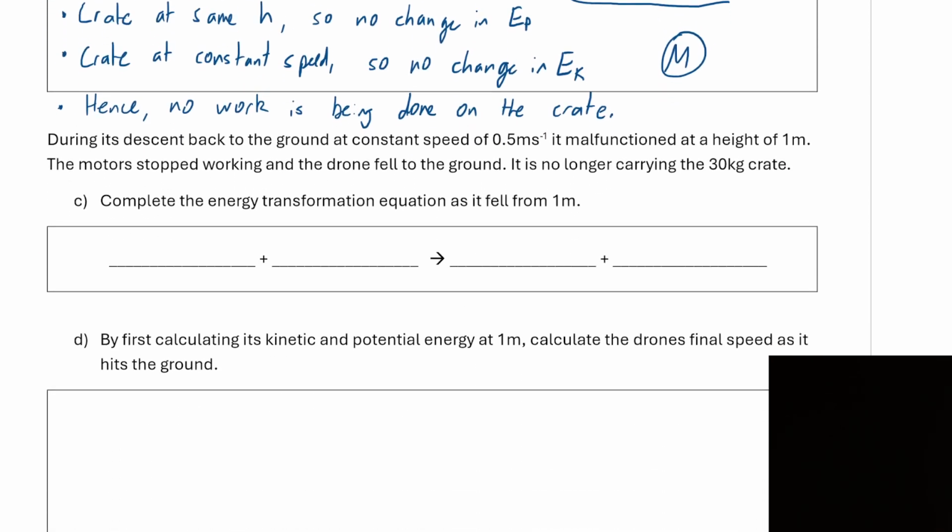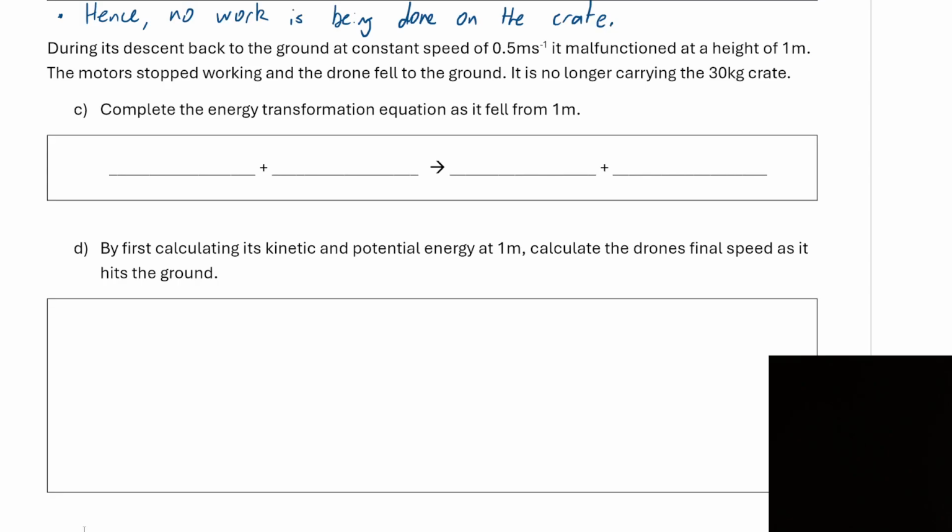Alright, let's move on. So during its descent back to the ground, it is traveling at a constant speed of 0.5 meters per second, and it malfunctioned at a height of 1 meter. So the motor stopped, that's a bit sad, and it fell to the ground. Right, so instead of having a controlled descent, it is now uncontrolled, and it is just in free fall. And we're also told that it's already dropped off the crate, so it'll be a bit lighter. So in fact, I think it would only have a mass of 20 kgs. Alright, complete the energy transformation equation as it fell from 1 meter.